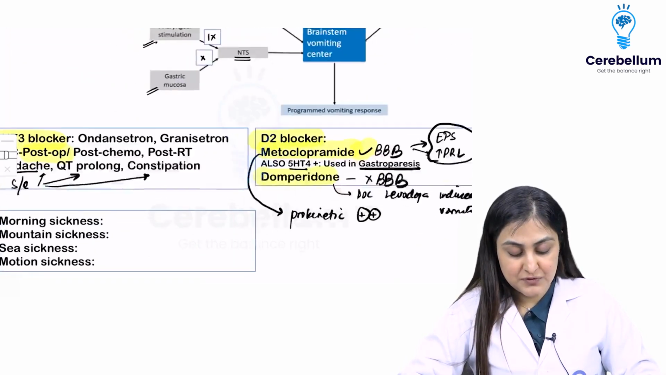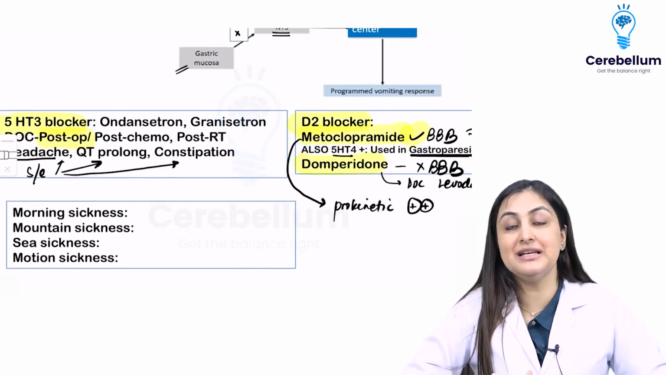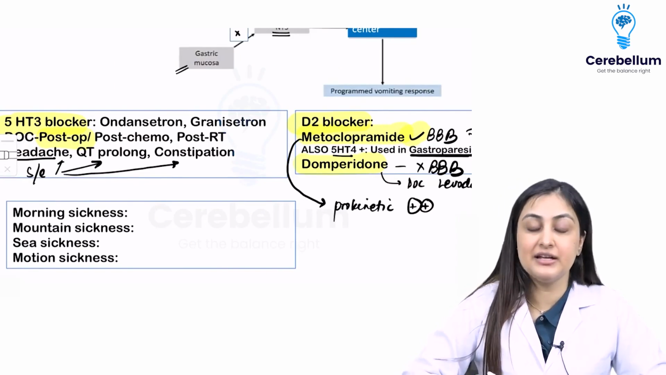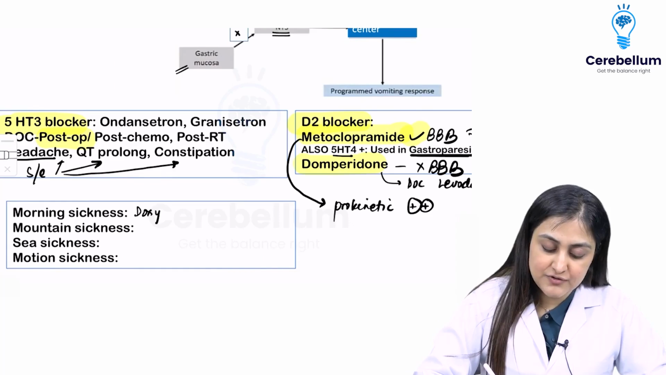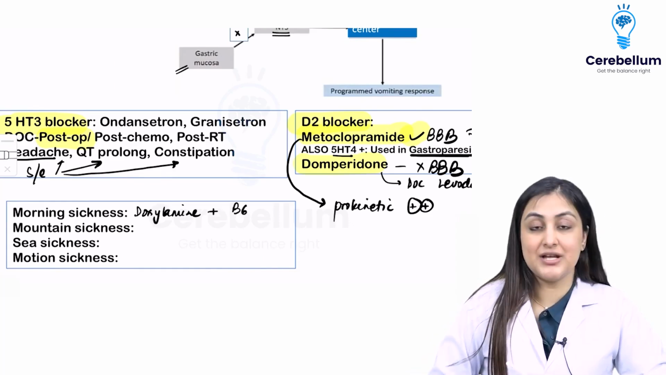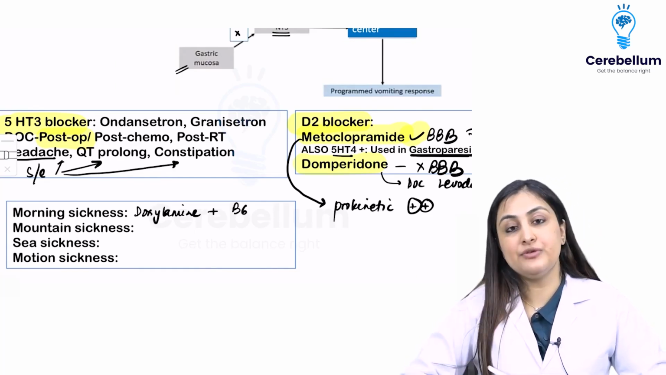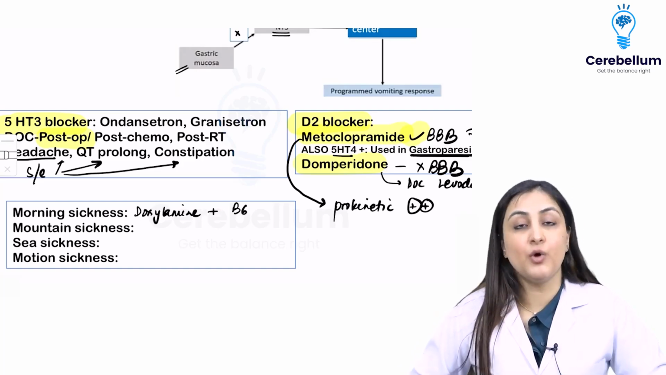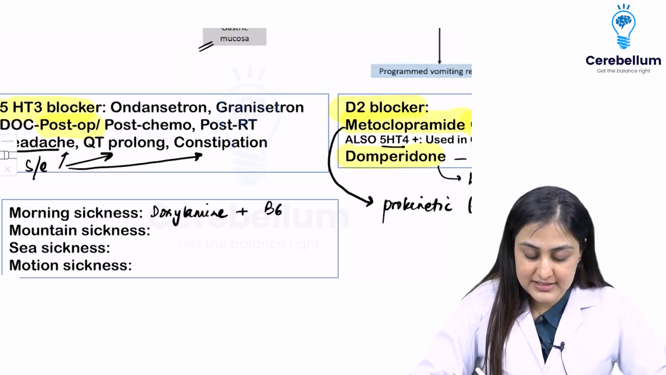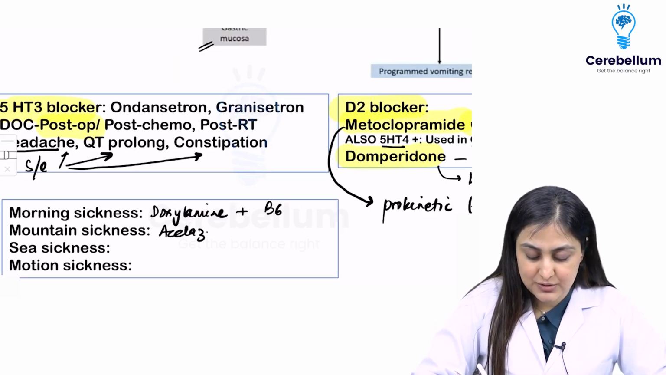Finally, the drug of choice for specific things like morning sickness. So in pregnancy, we can't give a lot of these drugs. The drug of choice is going to be doxylamine along with pyridoxine. Alright, so that is what is frequently given to females with very refractory morning sickness. Okay, for mountain sickness, the drug of choice is acetazolamide. Alright, so this is very important.